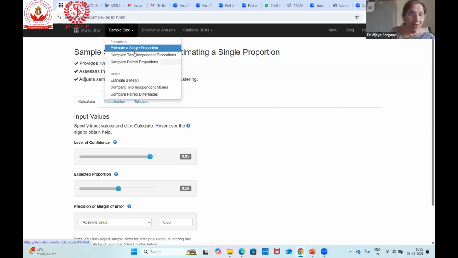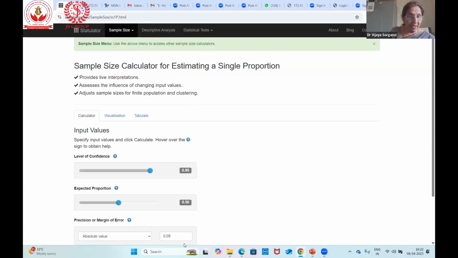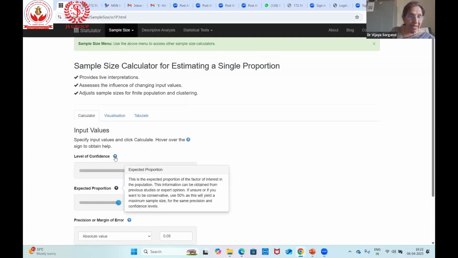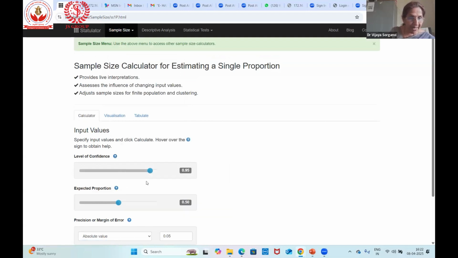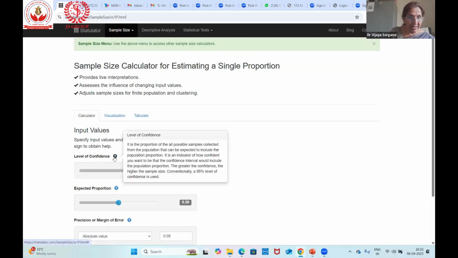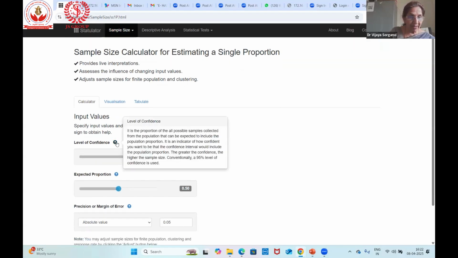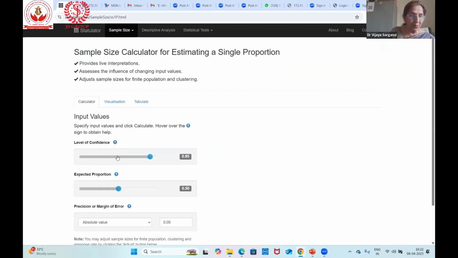Now we are solving an example on estimate a single proportion. So we use this one. Now we are on the calculator mode. We selected proportion, single proportion. By default, this is level of confidence. If you click on this mark, the description of what confidence level is there. So now we considered 95% as the 95% confidence interval.